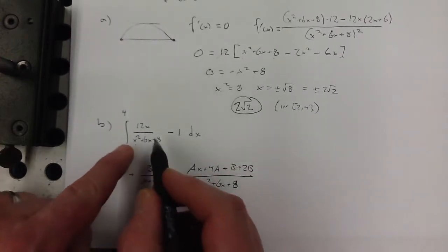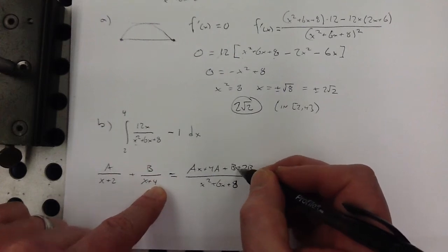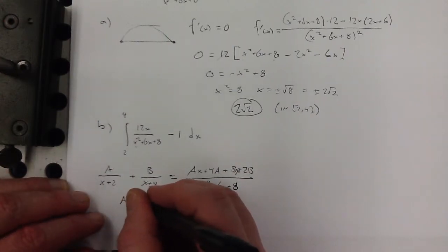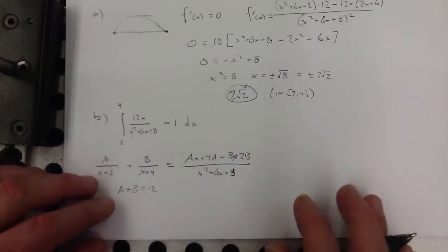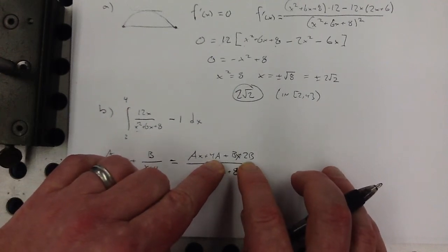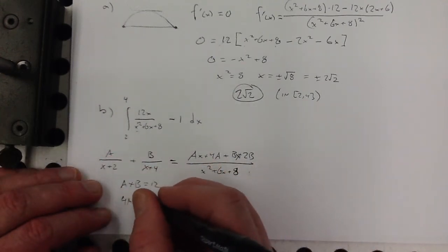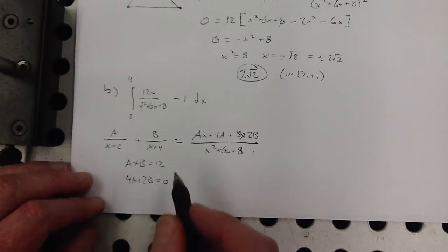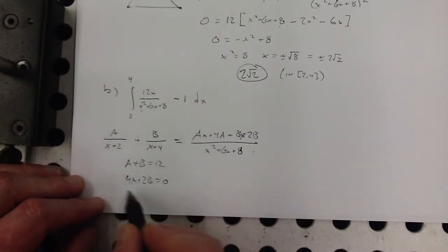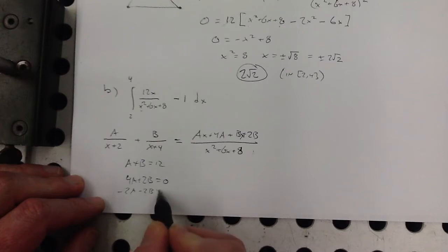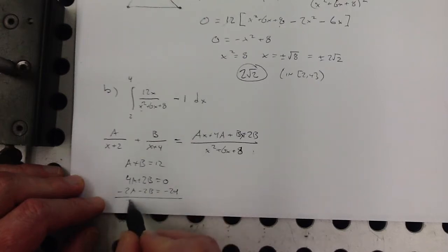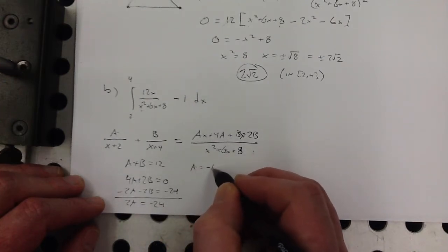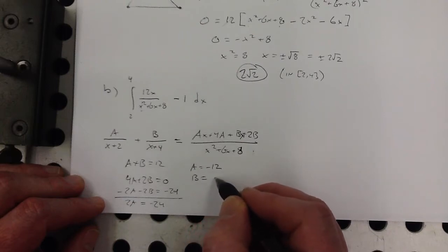I forgot an x there, didn't I? So a plus b, the coefficients of the x's, would have to equal 12. And the constant terms, 4a plus 2b, would have to be equal to 0. So let's see, how about if I multiply this equation through by negative 2? It would be negative 2a minus 2b equals negative 24, and that gives me 2a equals negative 24, so a equals negative 12, and b is equal to 0.